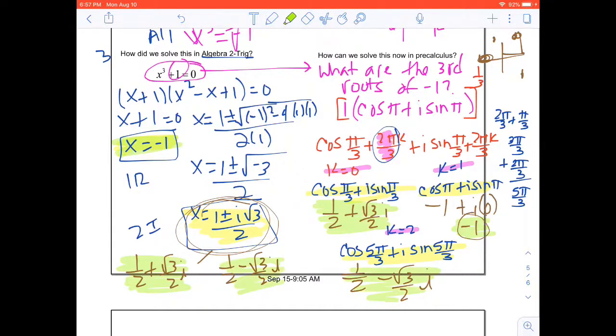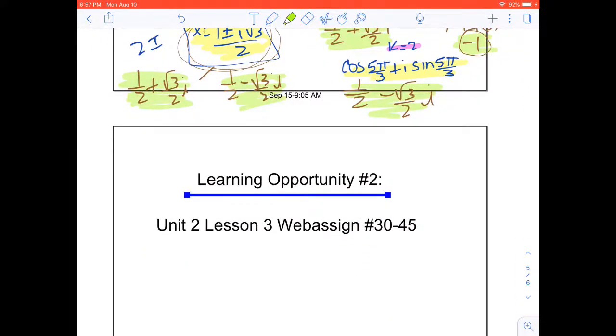So that's how De Moivre's theorem, I'm trying to tie that into something that you did in trig. You are now ready to continue your Unit 2, Lesson 3 WebAssign, and I hope you are having a great day.